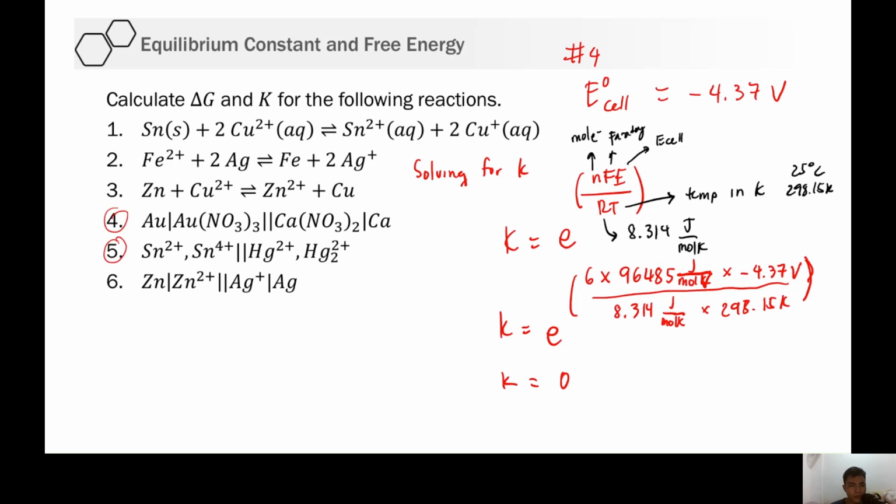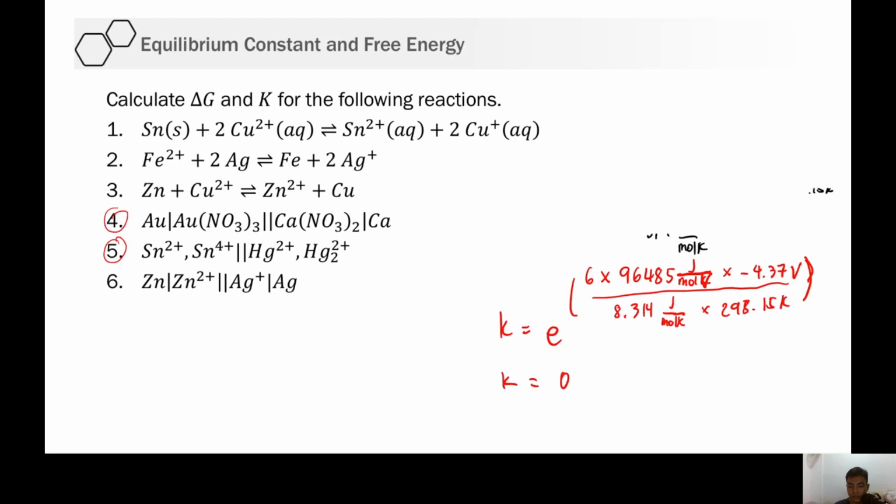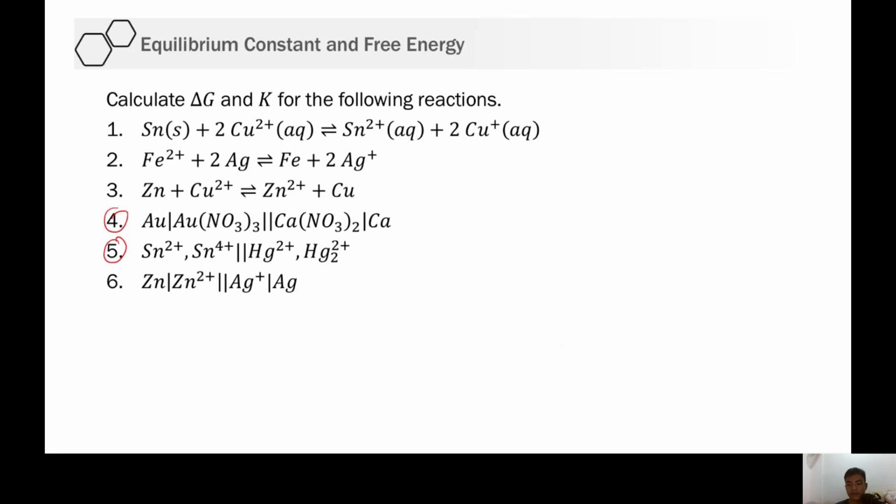So let me solve number 5. For number 5, we have that equation. Let me balance first the equation. We have Sn2+, Sn4+, double line, Hg2+, Hg2 2+. What you can notice is that instead of using a vertical line, we use a comma. We only use a vertical line if we are separating two different phases.